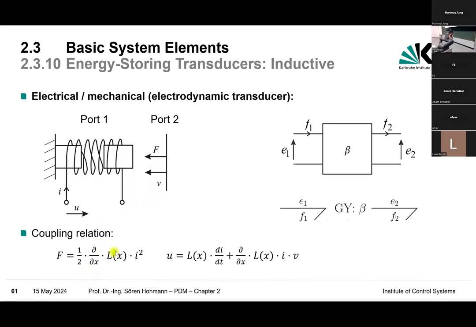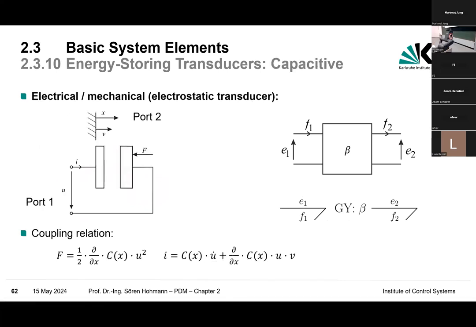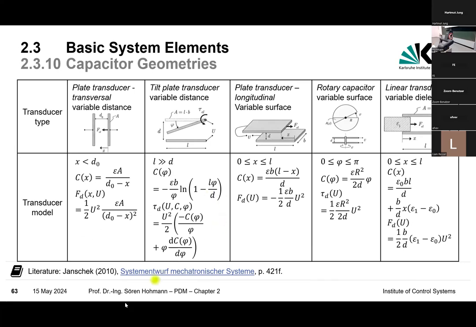And the coupling relation here, if you're interested to understand the physics behind this, you find the introduction of this in the book on mechatronic elements. I think it's listed here, by Klaus Janschek, this guy here from Dresden, Systementwurf mechatronischer Systeme.